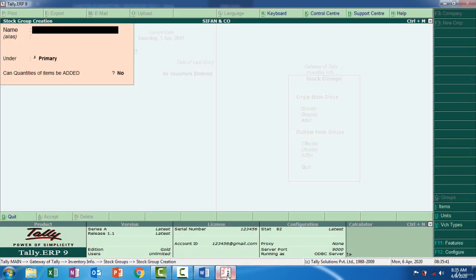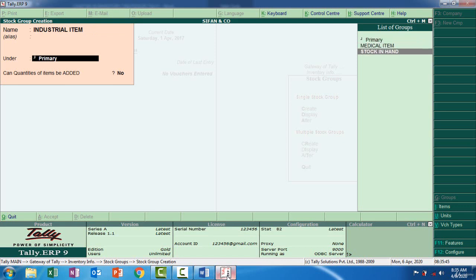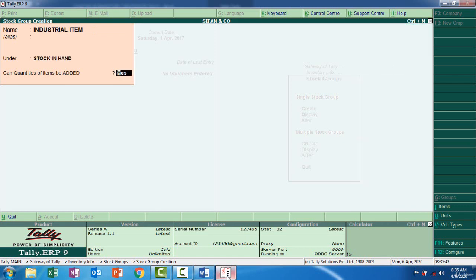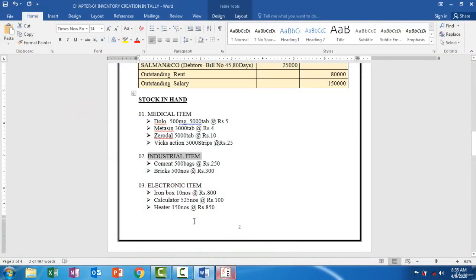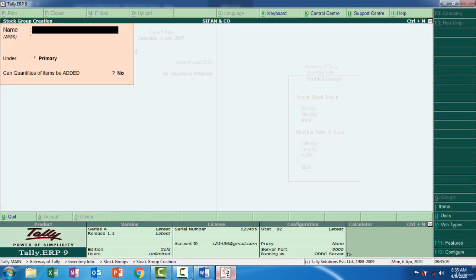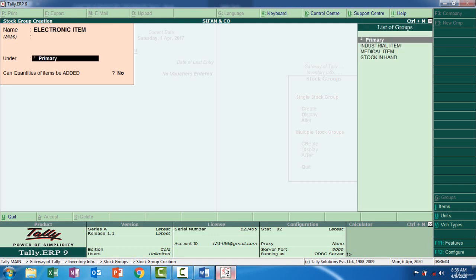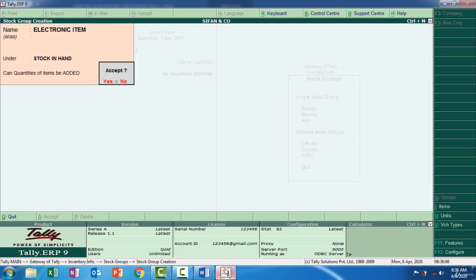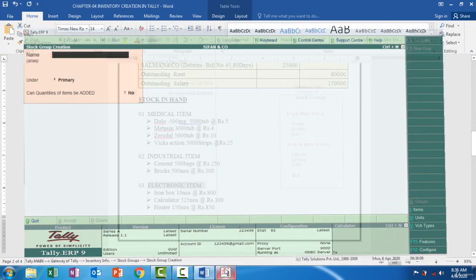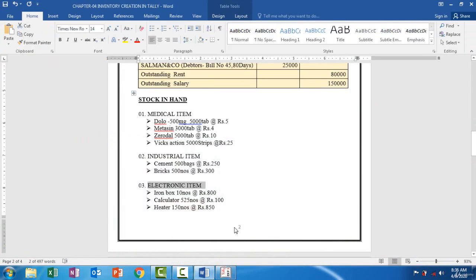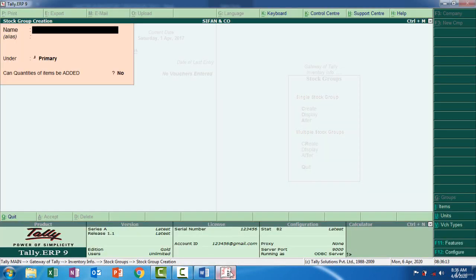So I'm going to be under the industrial item is a second subgroup. It is coming under the stock in hand. Then yes, accept yes. The third one is electronic items. So electronic item is also another subgroup of the stock in hand. So I'm going to be under the electronic item, and it is coming under the stock in hand. Then yes. So now we have created the stock group.